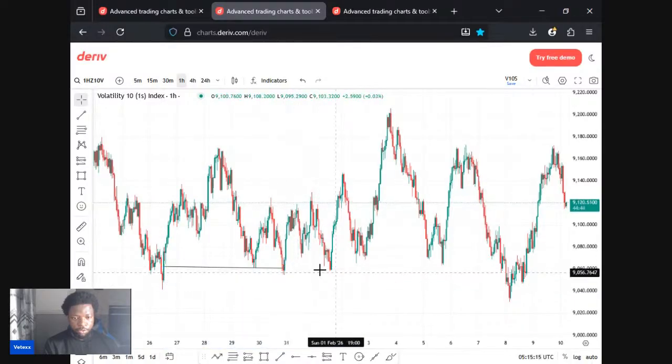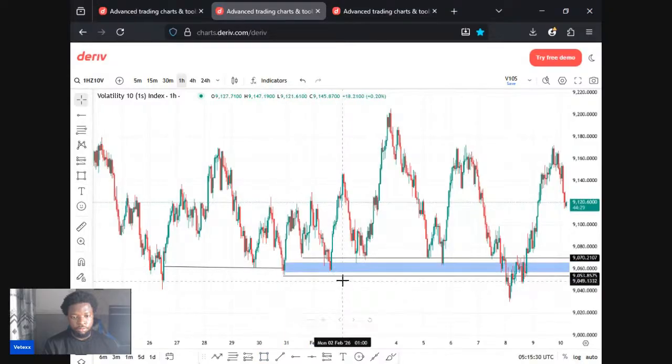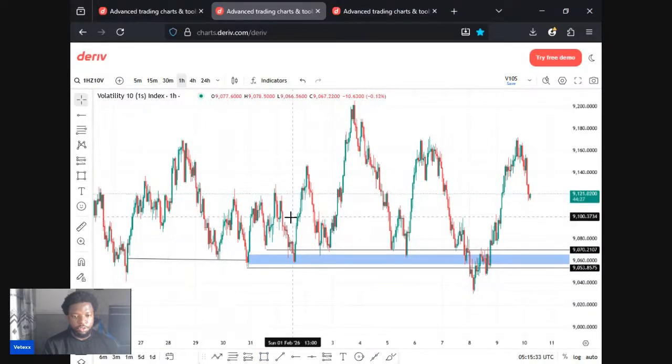So we had this sweep here. We have this structural liquidity which was around here, and this was the protected low. So this was the point of interest. So you have price coming into the point of interest, tapping it, and then moving to the opposite direction.